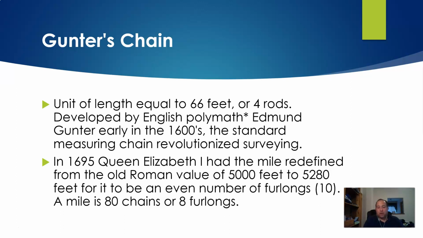even number of furlongs, which is 10. So a mile is 80 chains or 8 furlongs. And so it's an interesting kind of history that the way chain kind of came about. It's not something that's just obvious or easy to understand, but one chain equals 66 feet. That's kind of the important lesson to get from it.